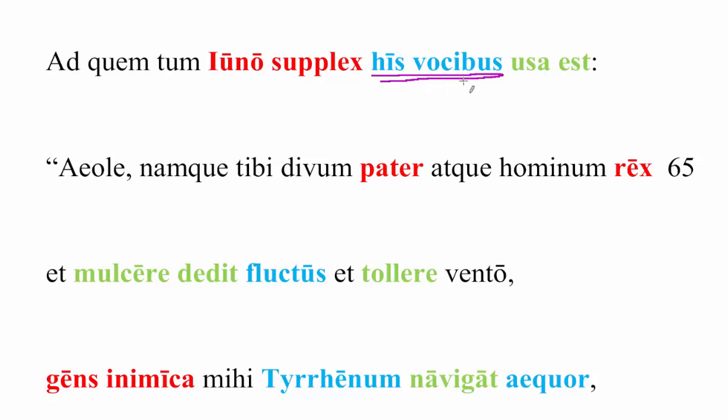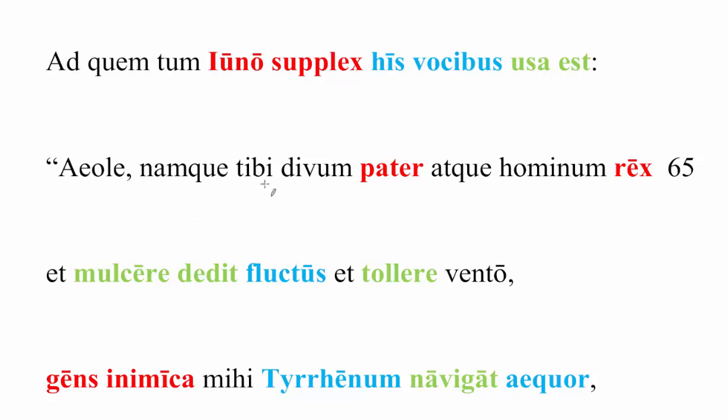She used these words ad quem. And the quem is Aeolus, who was referred to in the preceding lines. All right. So to Aeolus, then, Juno, as a suppliant, used the following words. Once again, with his, we see that the his is pointing ahead to the speech that is coming. So, what is that speech? She starts off, Aeole, vocative, right? O Aeolus.